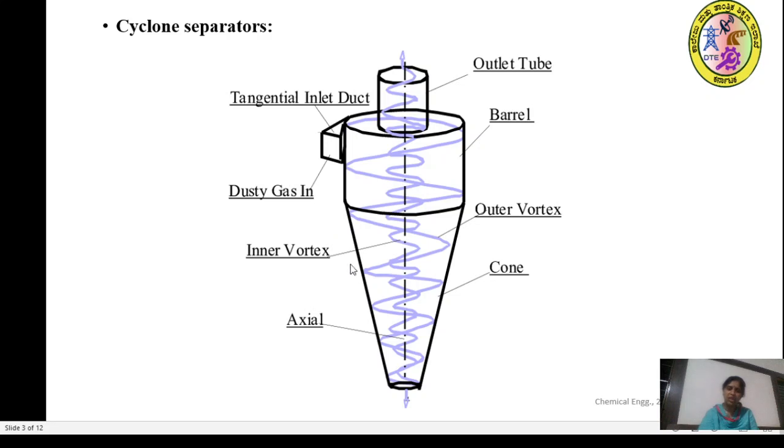As the cylindrical portion goes down, there is a tapered cone we say, in order to collect the dust particle at the apex or at the down. So here you have a collecting chamber which is not shown here. Usually you will have a collecting chamber in order to collect the dust particle separated from the dust laden gas after the operation of the separation. So this is how exactly the cyclone separator looks like.